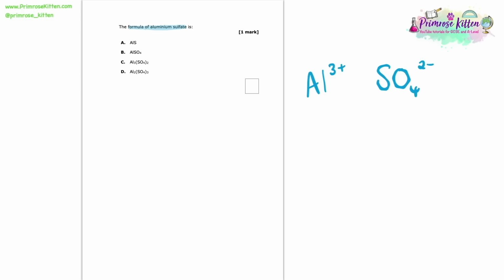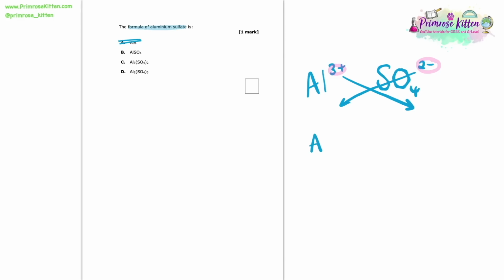Now, straight away here, looking at the multiple choice options, I can eliminate A because it doesn't have that sulfate ion. That actually says aluminium sulfide if it was balanced. Now here though, I can see I have a 3+ charge on the aluminium, but a 2- charge on the sulfate. So what we want to do here is to balance these charges, and the easiest way to do this is essentially by crossing them over.